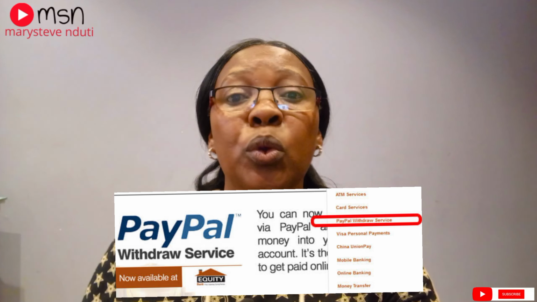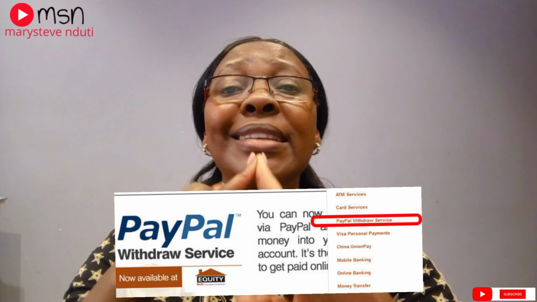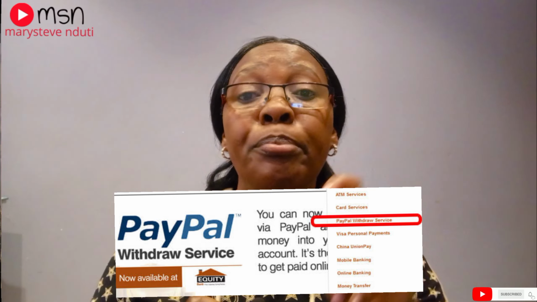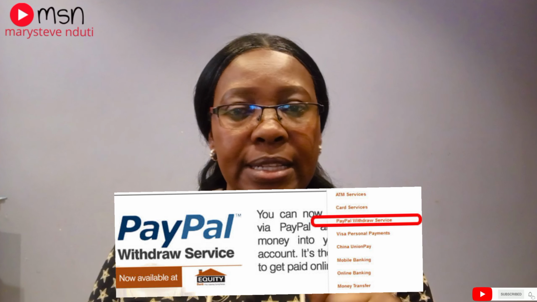Step number 5. Withdraw money from PayPal to your bank. Once linked, log into PayPal. Click onto Withdraw Funds. Choose Equity, then enter the amount. Then lastly, confirm. Withdrawals usually take 1 to 3 business days.